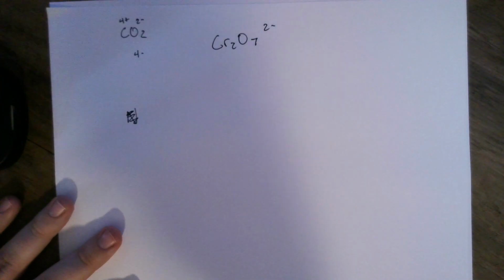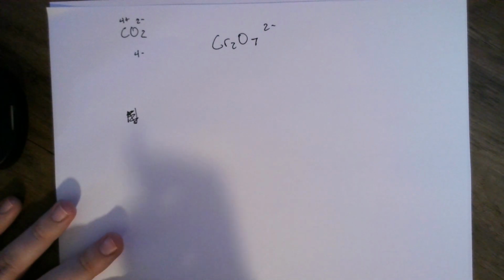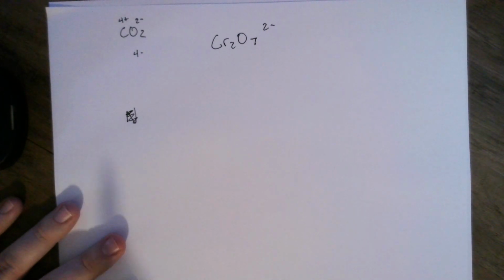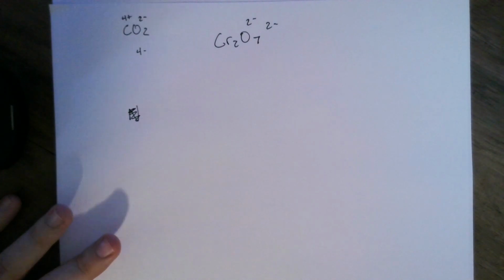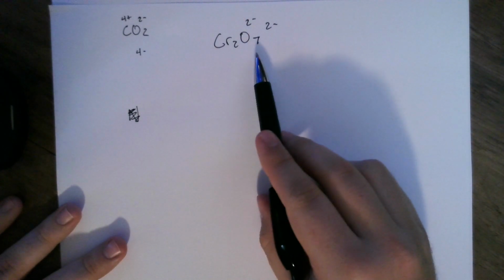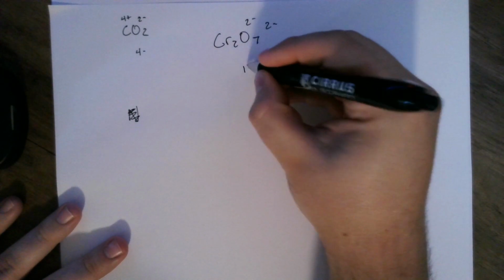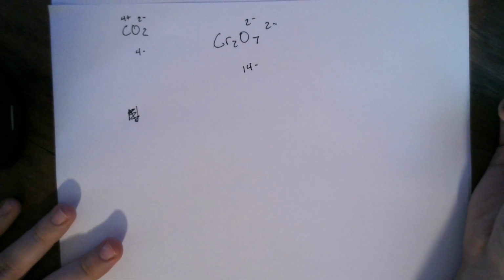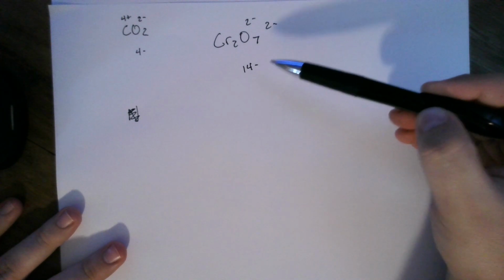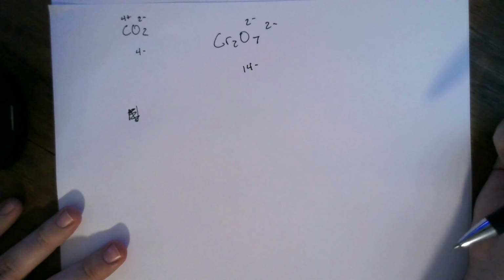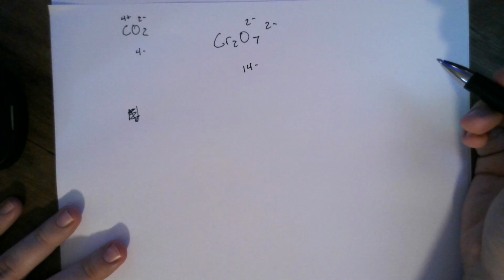Let's try a polyatomic ion. I have dichromate, Cr2O7, 2 minus. I'm going to start the same place. Oxygen's always 2 minus. I have 7 of them this time, so that makes a total of 14 minus. This time I have a polyatomic ion. Its charge is 2 minus overall, which means I need to make this entire compound's oxidation state 2 minus.